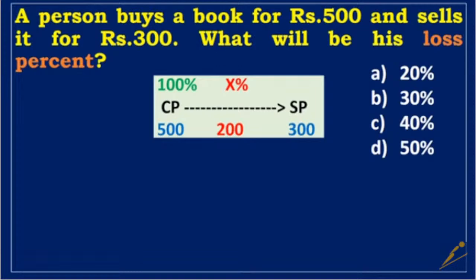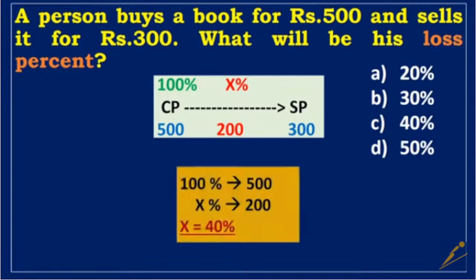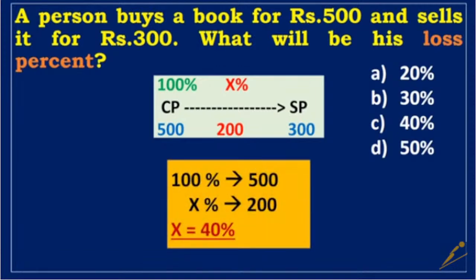To get the loss percentage, we must construct two equations, where 100% is 500 rupees. X% is 25 rupees. By cross-multiplying the terms, we can obtain the loss percentage. Otherwise, we first calculate 10%, which is 50, then multiply by 4 to get X%, which is equal to 40%.